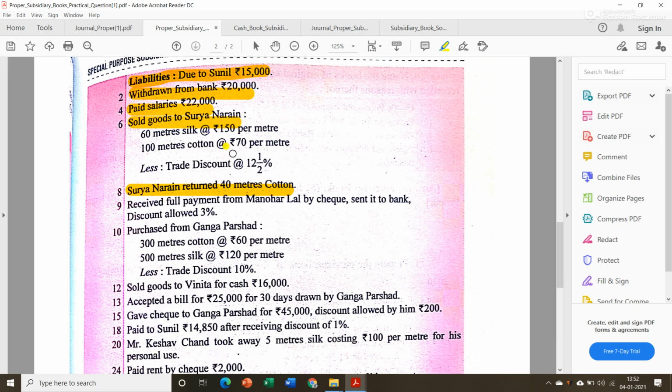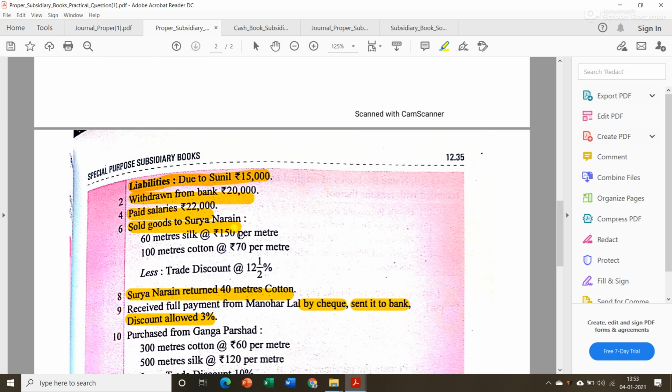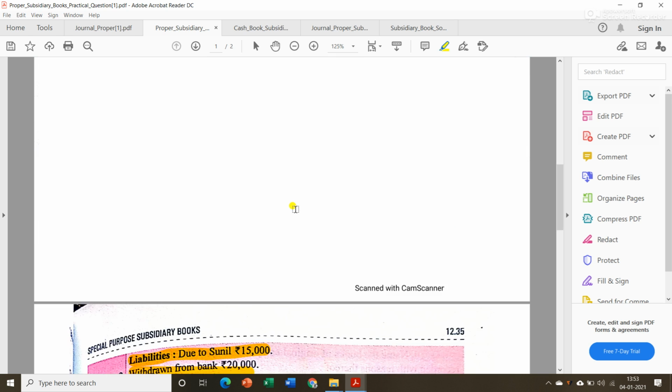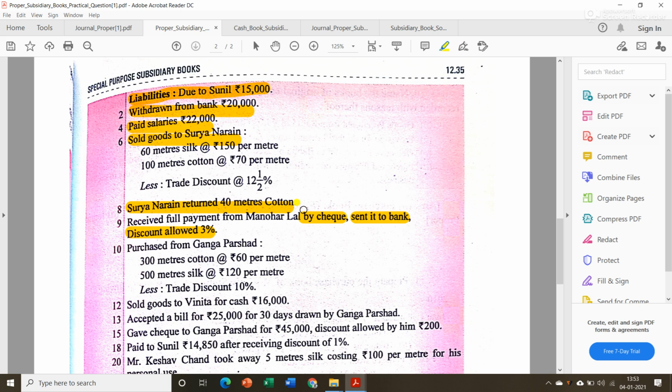Now let us see the next transaction. Received full payment from Manohar Lal by check. That check was sent to the bank and a discount was allowed of 3%. Now who is this Manohar Lal? When we see our asset side, we will see 30,000, meaning we had to receive 30,000 from Manohar Lal. So instead of paying 30,000, he paid us somewhat less because we gave him a discount of 3%.